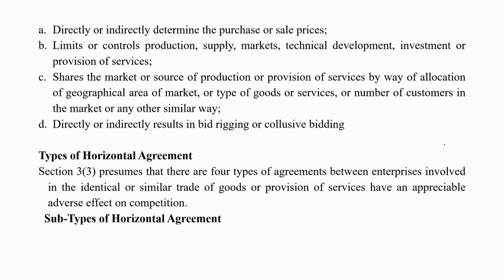So again, in the simplest form, you can say there are two types of agreement. First is horizontal agreement, and second is vertical agreement. Horizontal agreement is section 3 subclause 3, vertical agreement is section 3 subclause 4. The difference is that a horizontal agreement is an agreement which takes place at the same level. That means if there are two different supply chains, and the manufacturer of A and the manufacturer of supply chain B enter into an agreement, it is horizontal. And a vertical agreement is an agreement that takes place at different levels of the same supply chain.